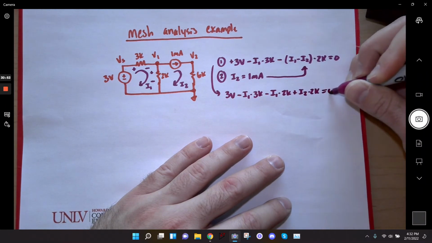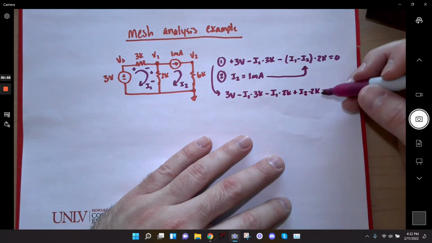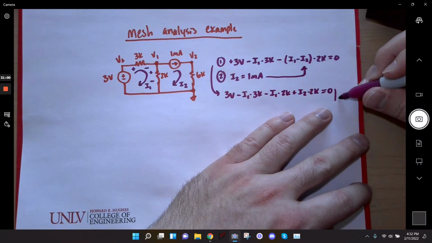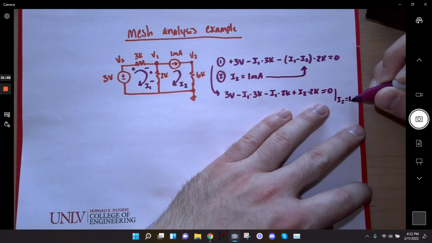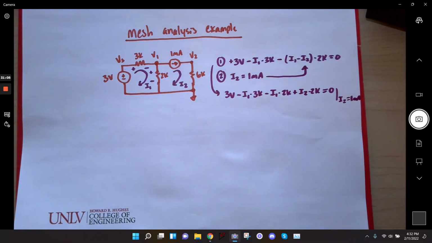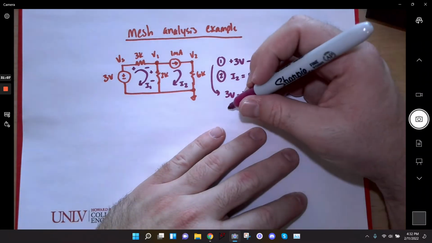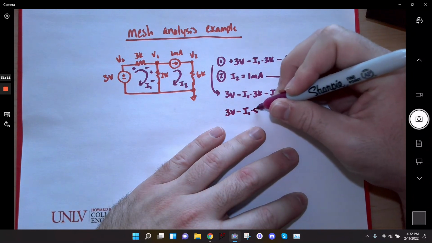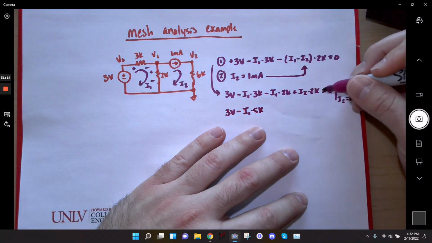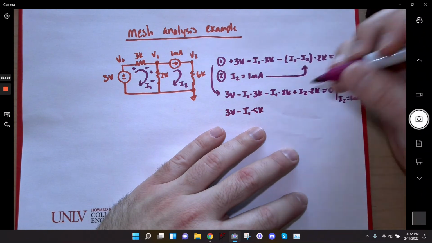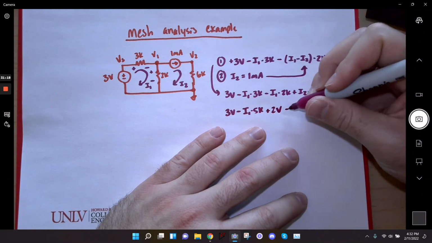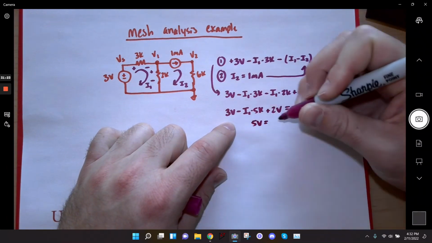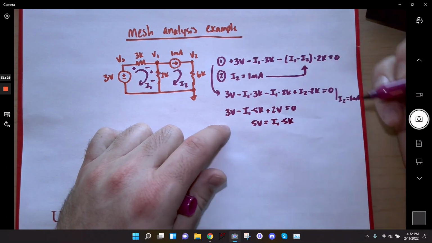And that whole thing is equal to 0. And I2 is just 1 milliamp. So I'm going to let this whole thing be I2 equals 1 milliamp. I ran out of room there. But let's plug that in. So I get 3 volts. I'm going to combine like terms here. So I get minus I1 times 5K, and then plus I2 times 2K. 1 milliamp times 2K gives me 2 volts, plus 2 volts equals 0. So 3 plus 2 volts gives me 5 volts equals I1 times 5K, right?